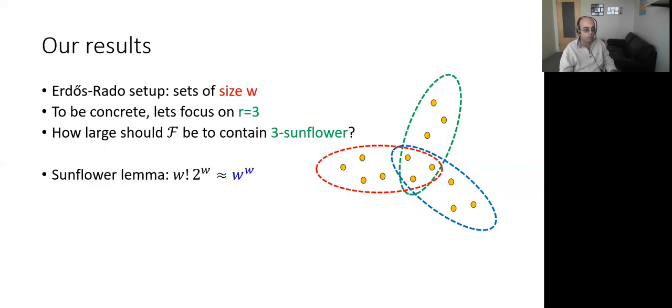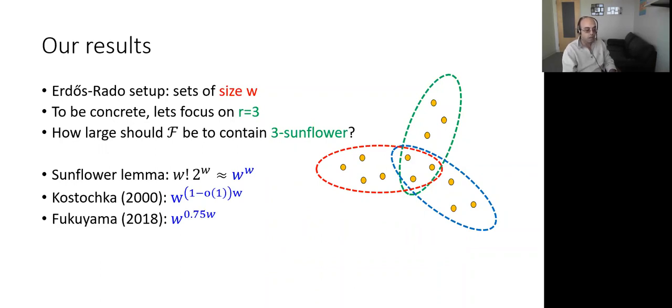So what's known? What Erdos and Rado proved in 1960 is a bound of W factorial times 2 to the W. 2 is R minus 1, so it's 2 to the W, which is roughly W to the W. And this stood for many years until Kostochka, about 20 years ago, improved the exponent by lower order terms. But this was the first asymptotic improvement, as far as I know.